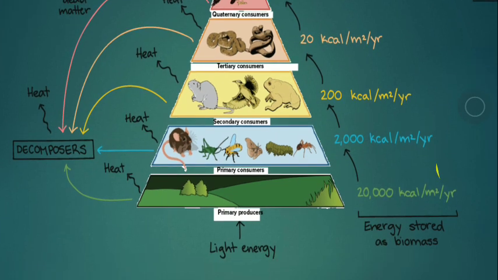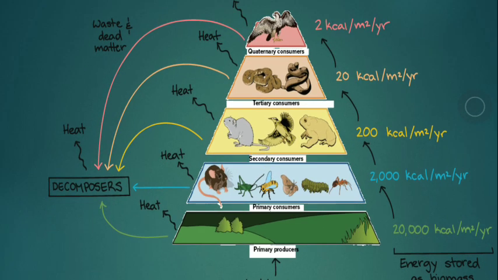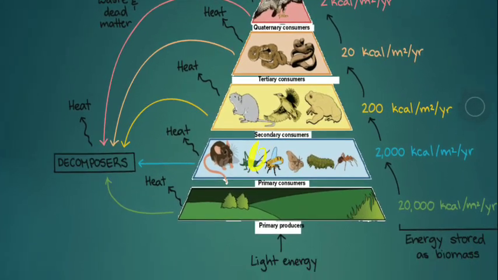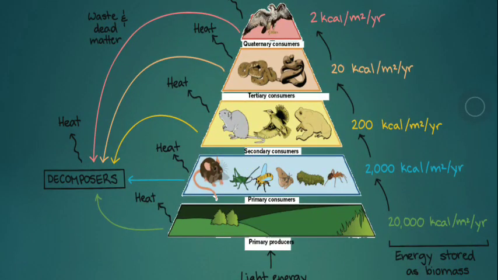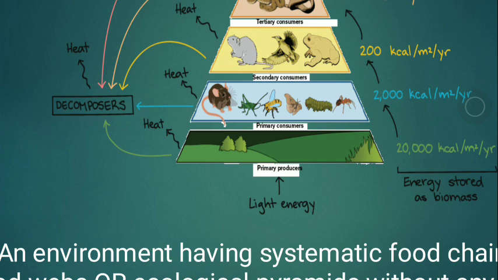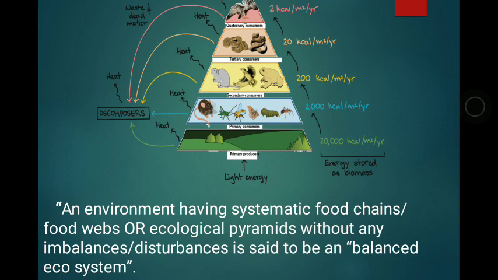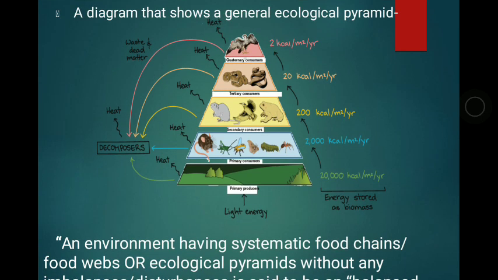As you can see over here, there is energy stored as biomass, and the decomposers are not coming in the pyramid. As you can see, the number of animals is decreasing, right? Also heat is generated and evolved. All these animals will die one day, they will be converted by decomposers, and this will again be taken up by the producers themselves, right? So that is what the ecological pyramid is all about.